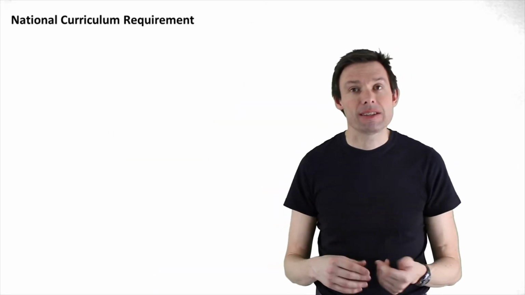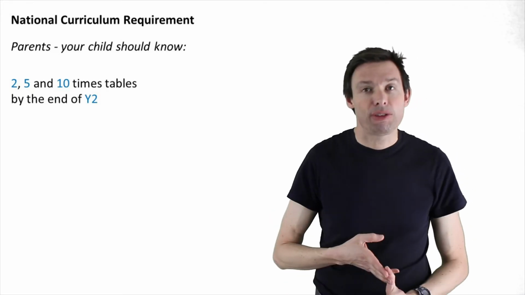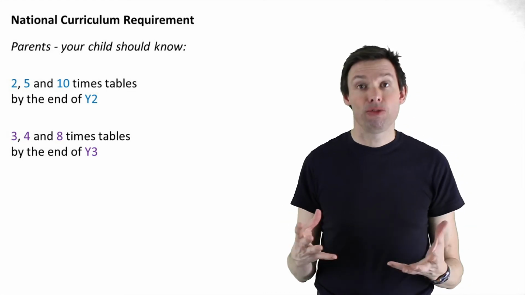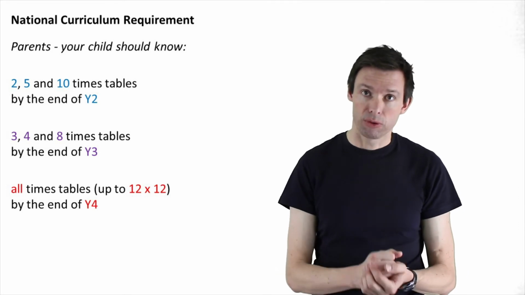Just so you know the breakdown of it, by the end of year 2, you need to know your 2, 5 and 10 times table. By the end of year 3, you need to add to that your 3s, 4s and 8s. And by the end of year 4, you need to know all of them up to 12 times 12. And if you don't, you're going to be falling behind.